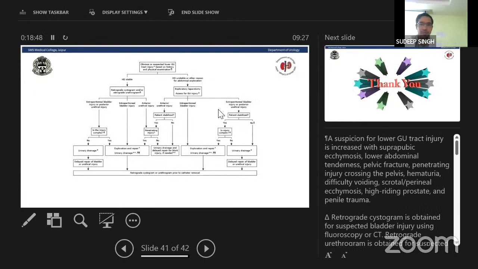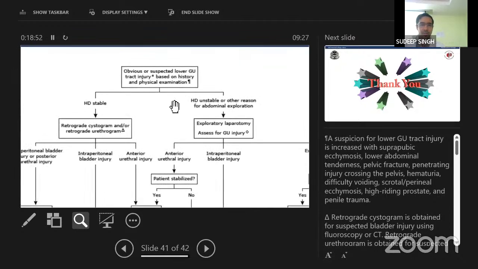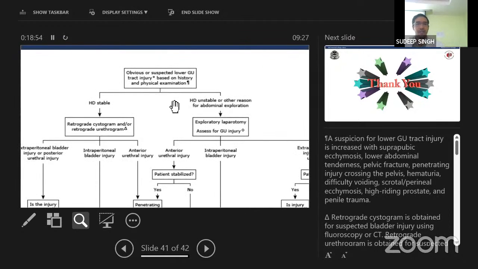So this is a very important flow chart which summarizes my slide. In case the patient has a suspected lower urinary tract injury based on the history and physical examination, like suprapubic ecchymosis, low abdominal tenderness, pelvic fracture, hematuria, total perineal ecchymosis, or a high riding prostate, we have to suspect a lower urinary tract injury. The patient may be hemodynamically stable or unstable.